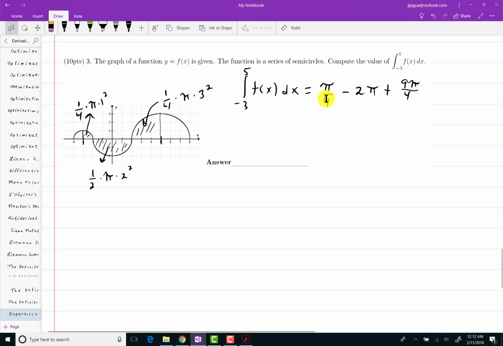And, well, I can add pi over 4 and 9 pi over 4. It gives us 10 pi over 4 minus, now 2 pi can be thought of as 8 pi over 4. So I'll end up with 2 pi over 4, and that'll end up being pi over 2 for the answer.